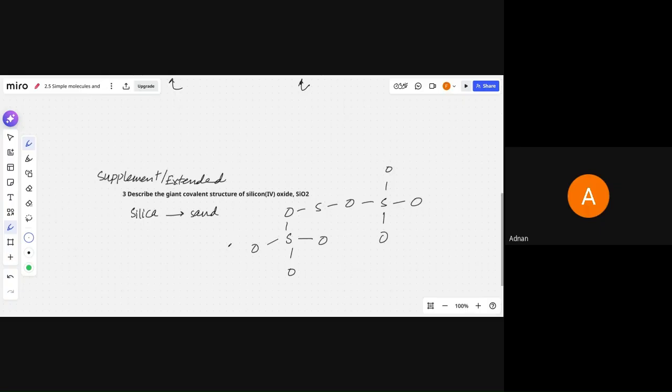So both diamond and silicon dioxide have strong covalent bonds which require a lot of energy to break. So both have high melting and boiling points, and both have their atoms bonded in a tetrahedral arrangement, which means both structures are very hard and rigid. So this was about the giant covalent structures.